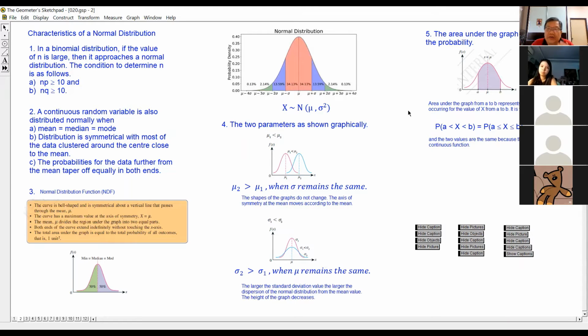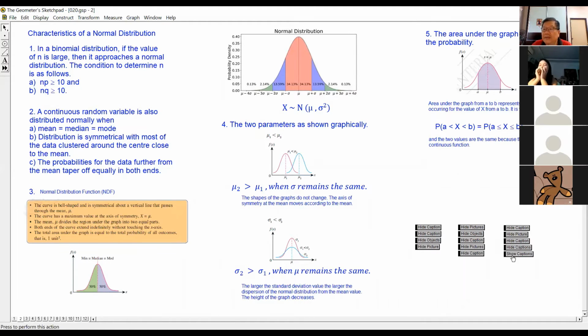So because it is a continuous random variable, the probability of X between A and B is the same as the probability of X less than or equal to A, then less than or equal to B. So whether there's an equal sign or no equal sign, the probability is still the same, because this is a continuous random variable.